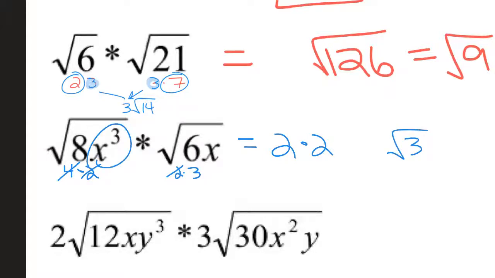Now we're going to have a total of 4 factors of x. And we're doing the square root, so we divide that in half, and we get x squared on the outside. So the final answer here would be 4x squared times the square root of 3.